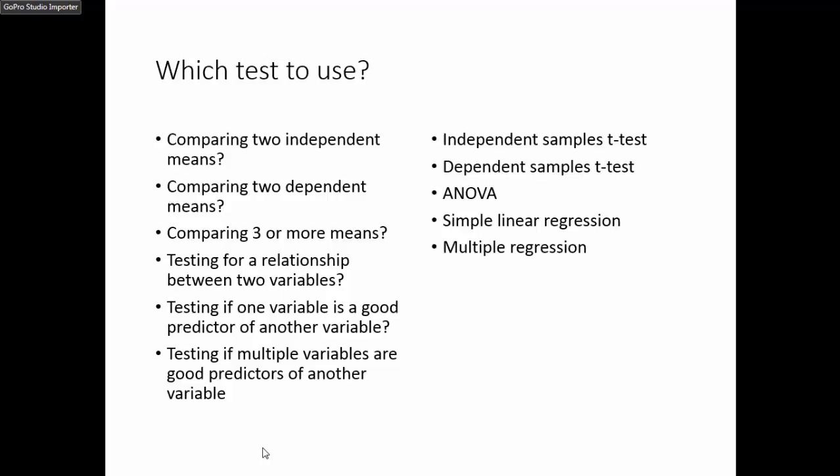If they're testing for a relationship between two variables, that would be a correlation. And if they want to see if one variable can predict another variable, then it would be a simple linear regression. And if you want to see if multiple variables can predict one variable, it would be a multiple regression.